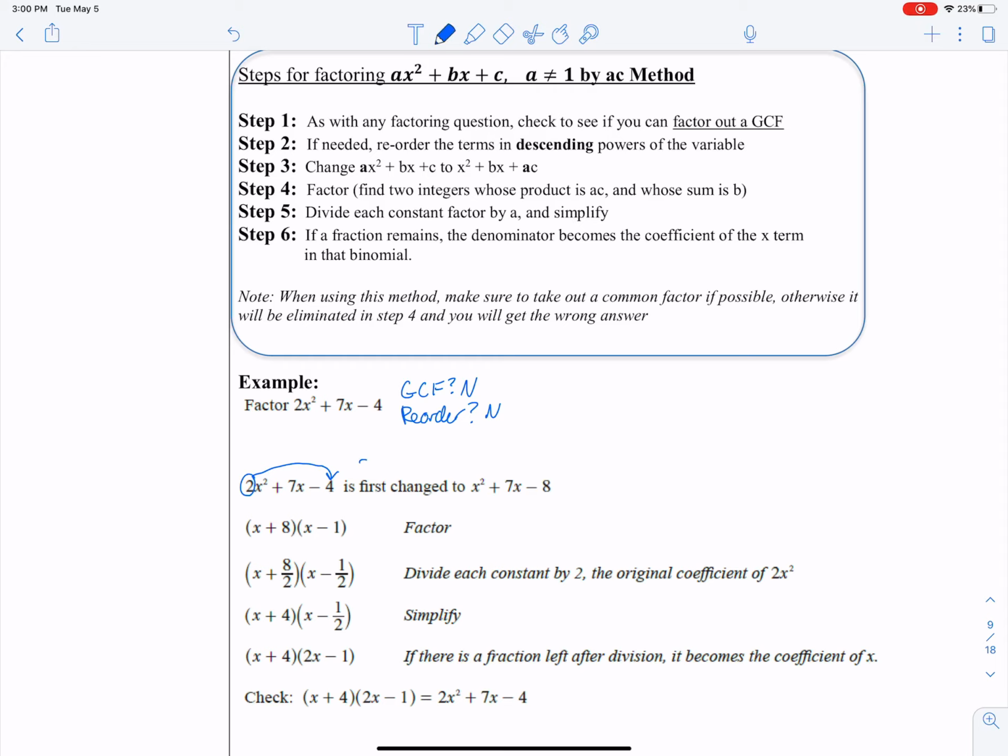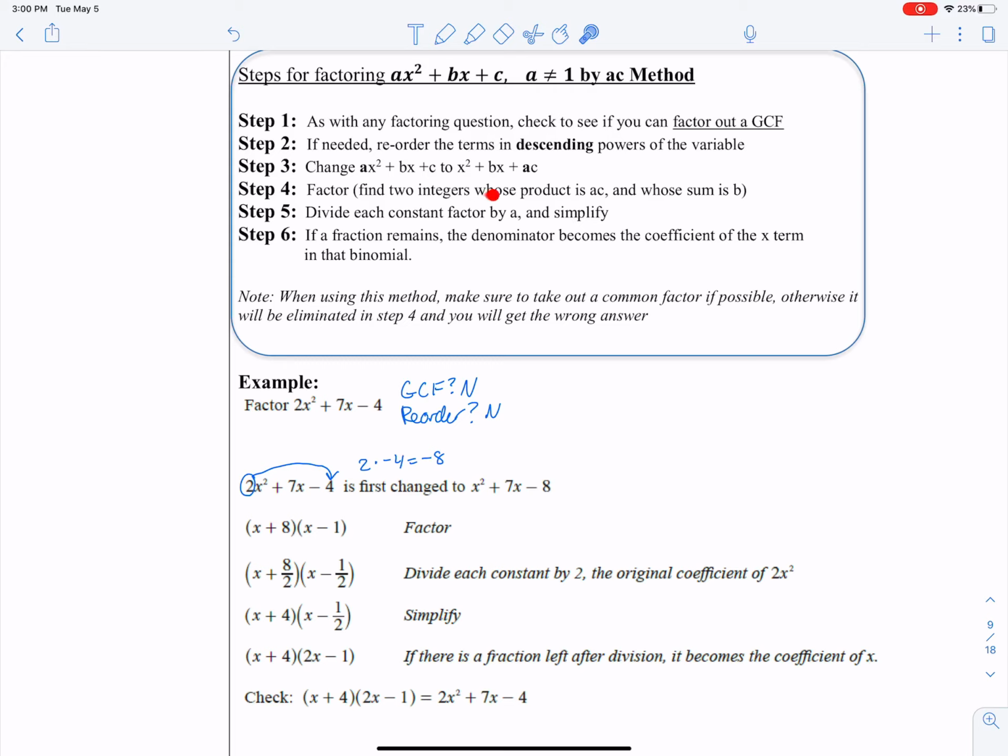So you're going to do 2 times -4, and you get -8. So you're going to change this now and rewrite it as x squared, so we've removed the 2, plus 7x, which doesn't change at all, and then this multiplication, -8. Now from this point, we're going to factor. Now we're at step 4.